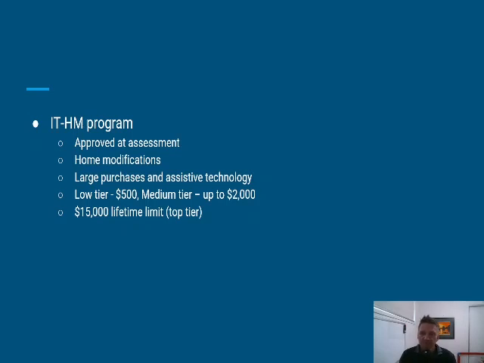So the three tiers: tier 1 is going to be a maximum of $500 funding, the medium tier is going to be $2,000, and then the high tier has $15,000, but it's a lifetime limit, which may work out less than under the old program. But again, the difference is you can use it straight away and then get the benefits of those home modifications, which will hopefully mean that you need less care over the course of the time that you're using the program.